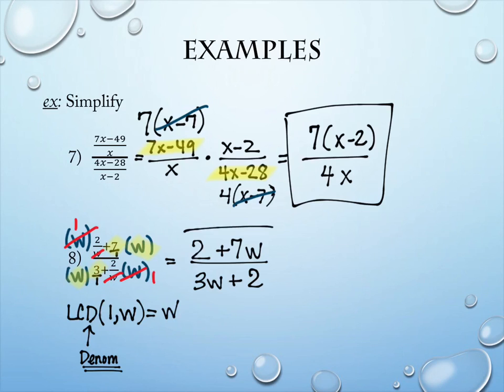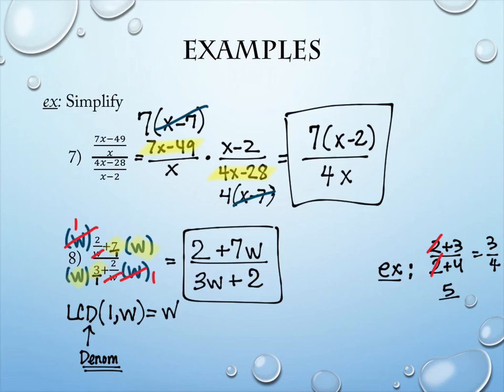And I know there's probably a handful of you who'd really like to cancel the 2's or cancel the w's. That's not okay. And I know I've said it before, but I'm going to say it again because some of you are going to still try and do it at some point. You cannot cancel terms. You can only cancel factors. And remember, it works like this. If I have 2 plus 3 over 2 plus 4, and I attempt to do that kind of a cancellation, I would get 3/4. But if I actually add them together, I get 5/6, and these are clearly not the same. No term cancellation allowed.